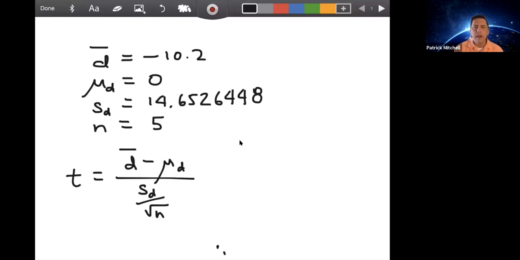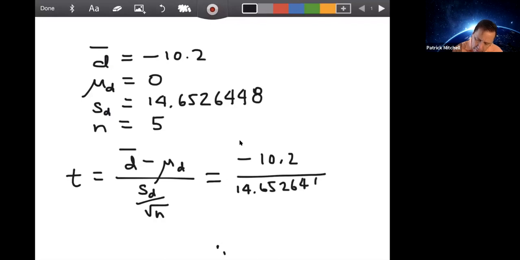Let's actually do it. So here's the formula that we saw a little while ago, and I've written down the values of d bar, mu sub d, s sub d, and n. So upstairs we're going to have negative 10.2 minus 0, so I'll just write negative 10.2. Downstairs we're going to have 14.6526448, and I'm using the unrounded value so it doesn't throw off my t-score, divided by the square root of 5. Let me make it crystal clear that, okay, main fraction bar is right there.